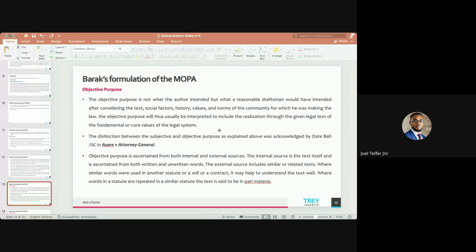The two of them, that is the objective purpose and the subjective purpose, must work hand in hand. If both of them point in one direction, then you are fine. But if they conflict, depending on the nature of the document, one would have to defer to the other.